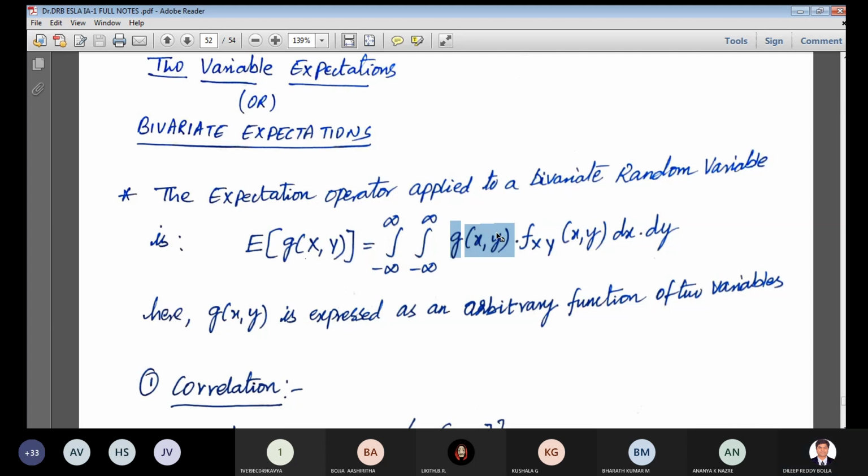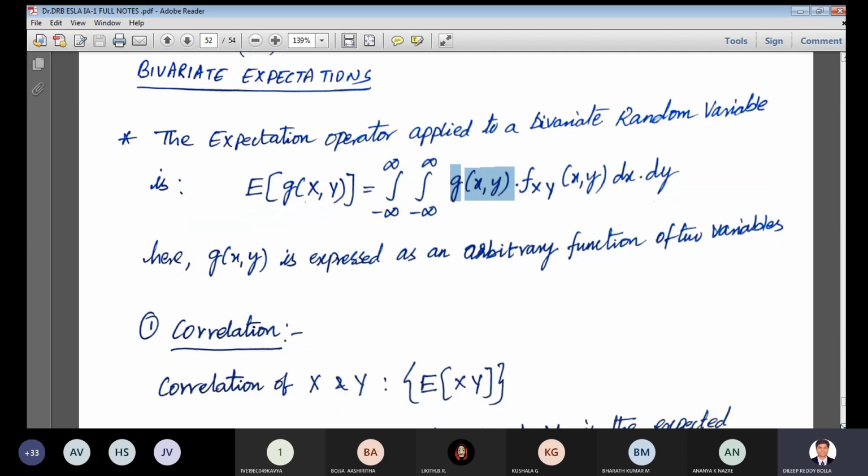So g of x comma y is an arbitrary function of two variables, which means that whatever you write here, say x square plus y square, the g of x comma y will become x square plus y square.